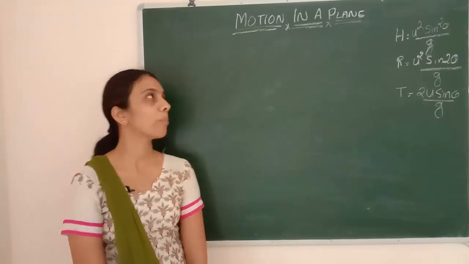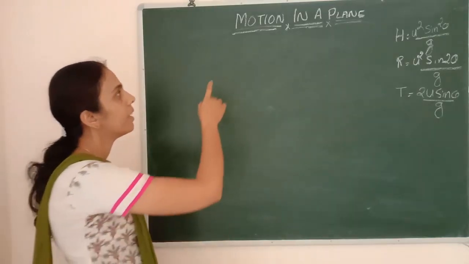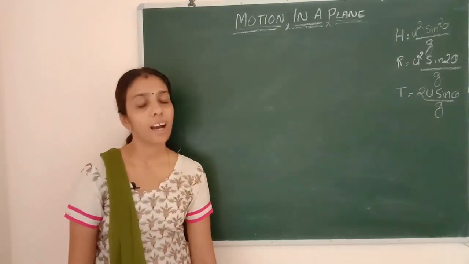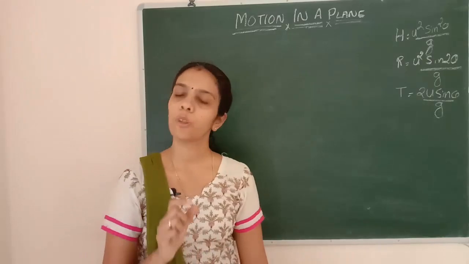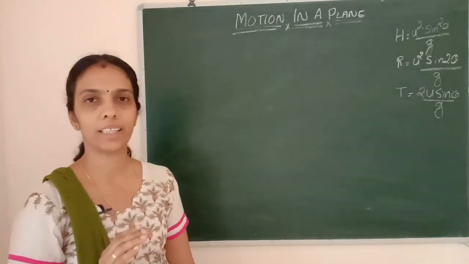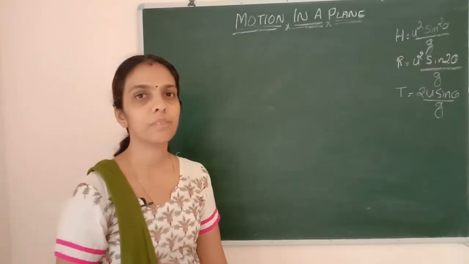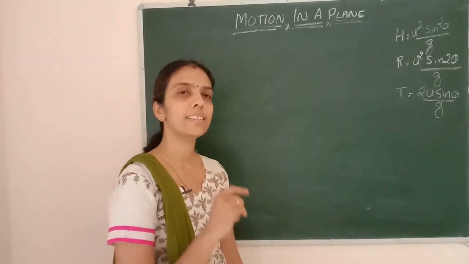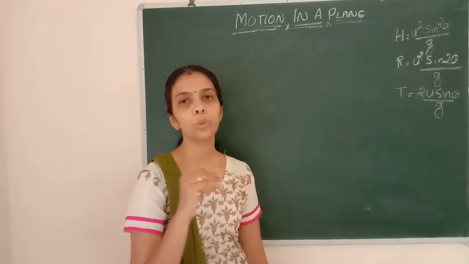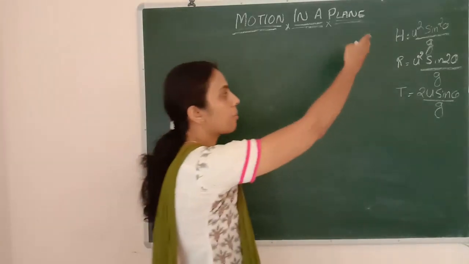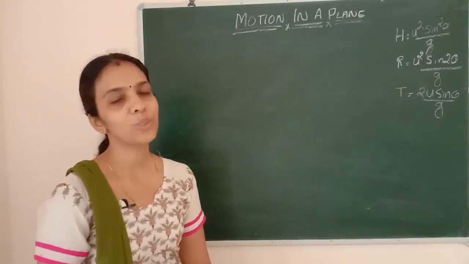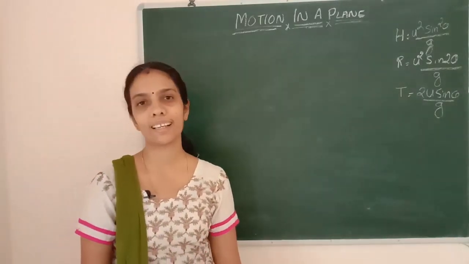In today's topic, we are going to study motion in a plane. In the last class we learned about projectile motion and the three formulas related to that, isn't it? The maximum height that a projectile can reach, the horizontal range of the projectile, and the total time. These are the formulas which we derived in the last class, and I told you today we will be doing some of the numericals related to that.